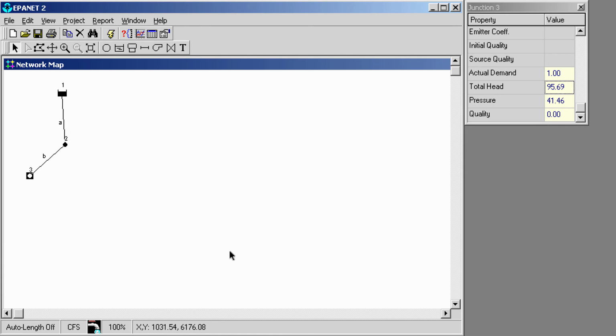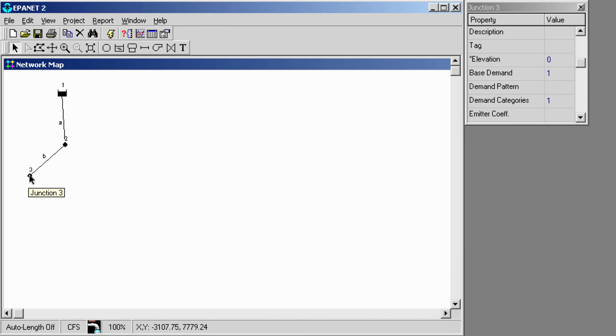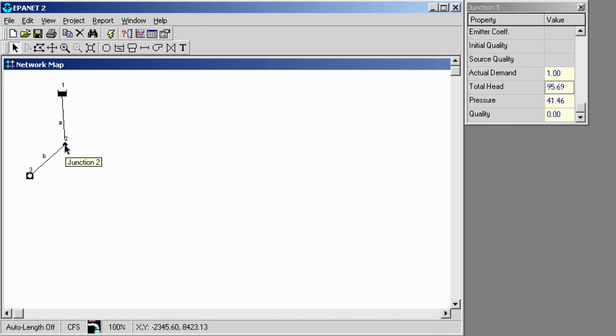Back to EPANET, I've drawn in pipe B. You can see the properties there. And node 3, elevation 0, demand 1 CFS. We'll run that. We'll see that junction 2 now has a total head of 96.63. Node 3 has a total head of 95.69.